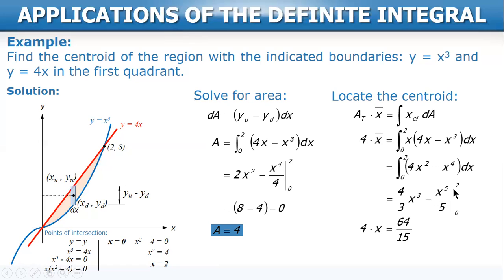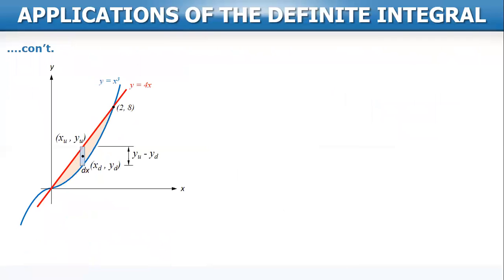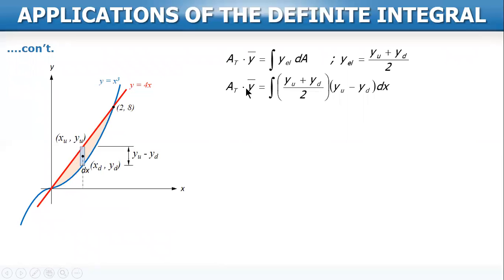4 thirds times 2 cubed, 8, minus 2 raised to 5 over 5. The result is 64 over 15. Divided by 4, x bar is 16 over 15. And then after this, you have y bar. Our y sub L, again, for a vertical strip, y sub L is the average, y up plus y down over 2. So this is the result.